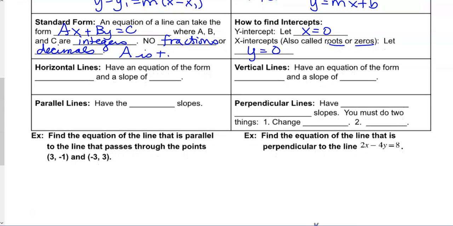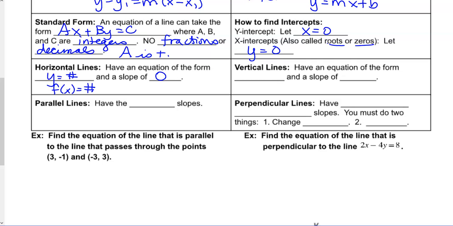All right, moving on to horizontal lines. We'll talk about horizontal lines a lot in calculus when we have a horizontal tangent and such. They have an equation of the form y equals some number, or f of x equals some number. So it's just a one variable equation, and it does have a slope of 0.